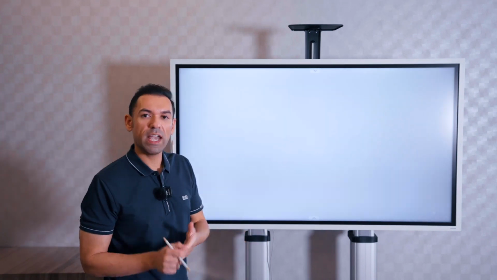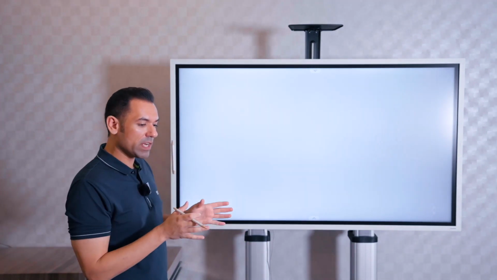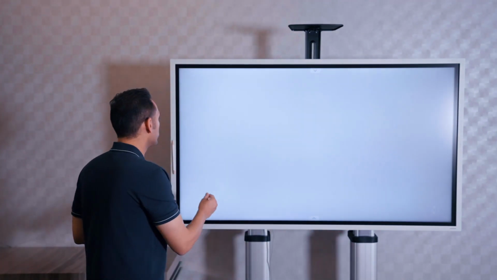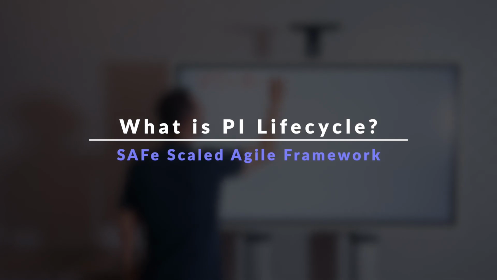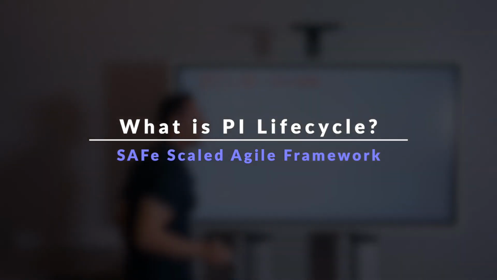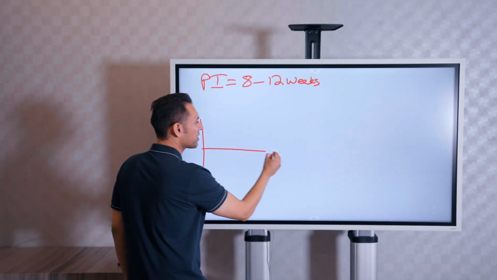Let's get to the Innovation and Planning, which is a common thing, but I want to cover Innovation and Planning and the Inspect and Adapt workshop in one go, just to make things easier. When it comes to executing the program increment, we're talking about 8 to 12 weeks. That's the duration when it comes to this. So you've got something which looks like this.